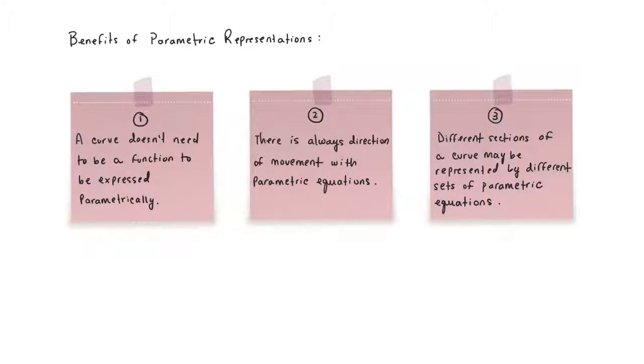And number three, if you have a complicated curve, a complicated region, you may need to have two or three different sets of parametric equations to be able to represent the entire graph. So you may have a parametric equation for one portion of the graph, another parametric set of equations for another portion, and possibly a third set of parametric equations for another region of the graph.